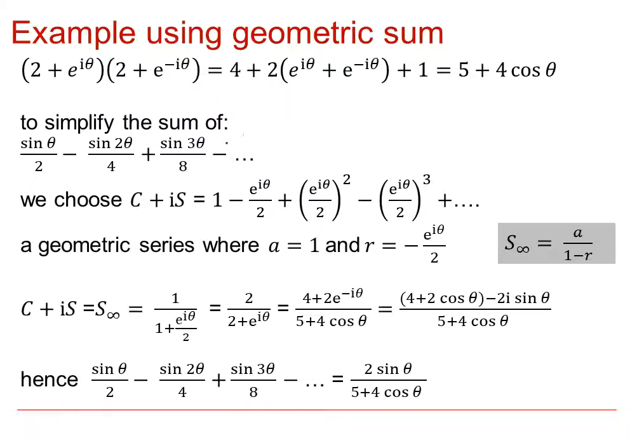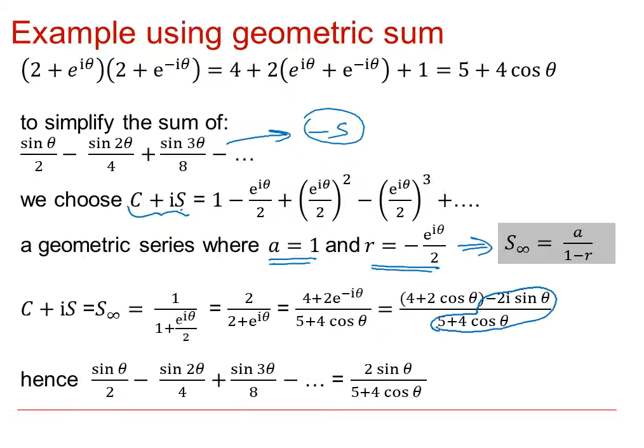So the important steps there were defining this series as the negative of S and using that to create something called C plus iS. Once we'd identified C plus iS in exponent form, we could pick out the first term, the common ratio, and therefore we could apply a sum to infinity. Once we found C plus iS, we then picked out the imaginary part of the answer for S. So the imaginary part was S, and the summation that we found at the end was the negative of that.